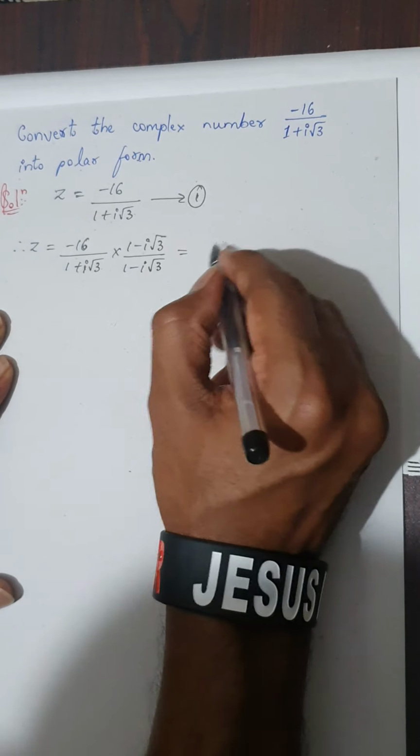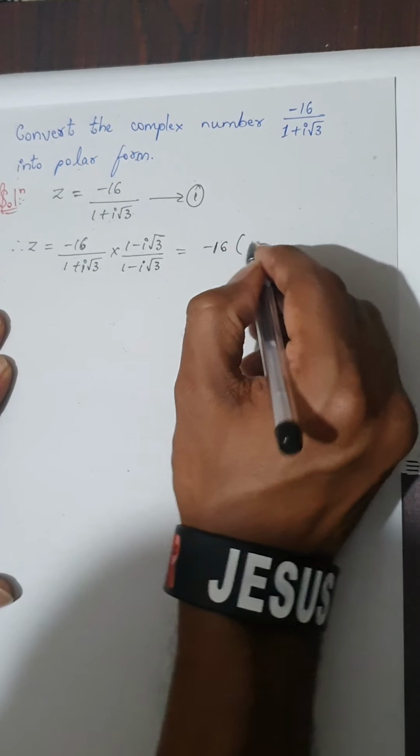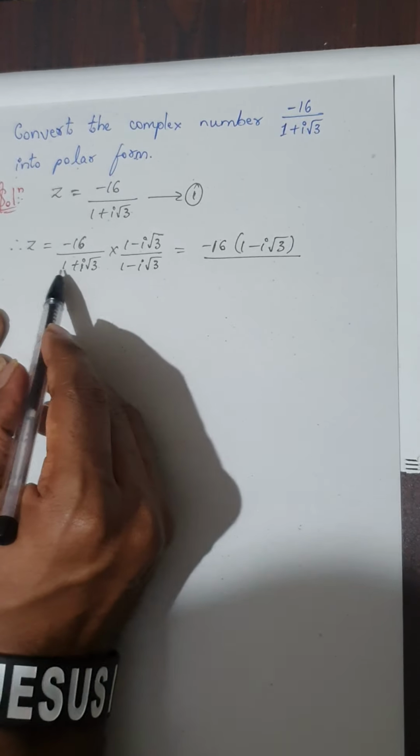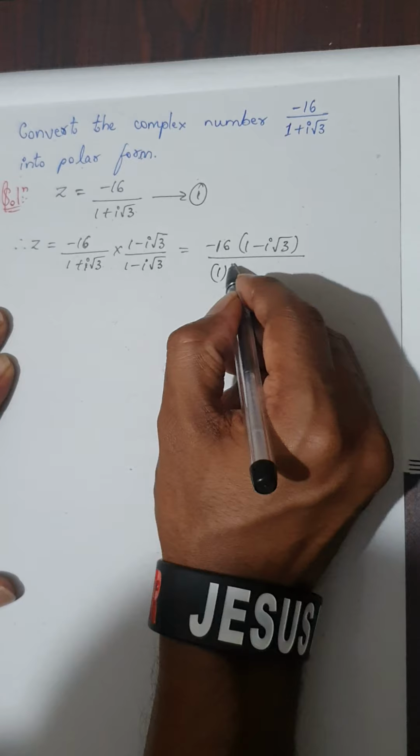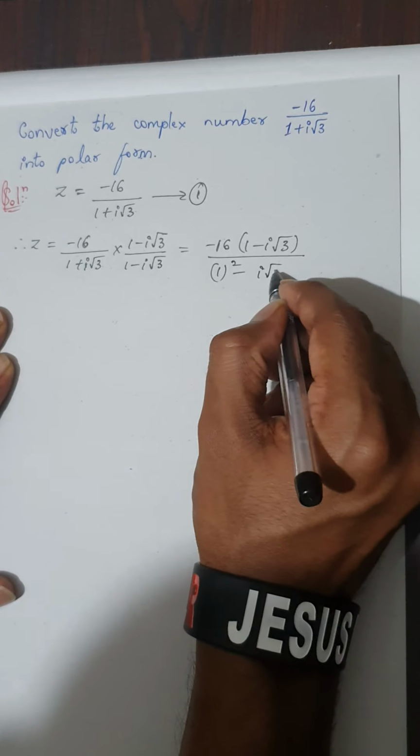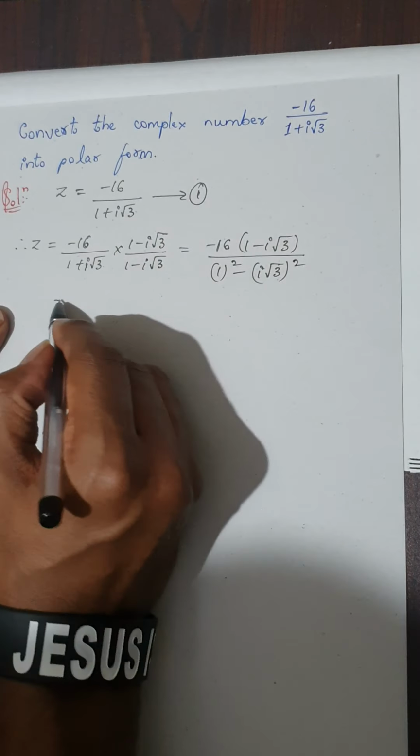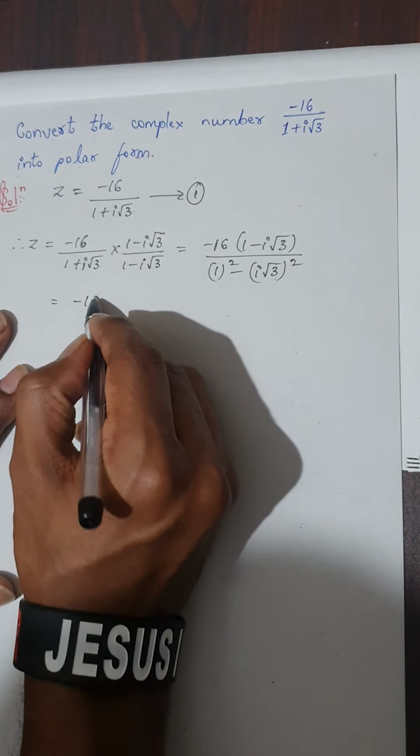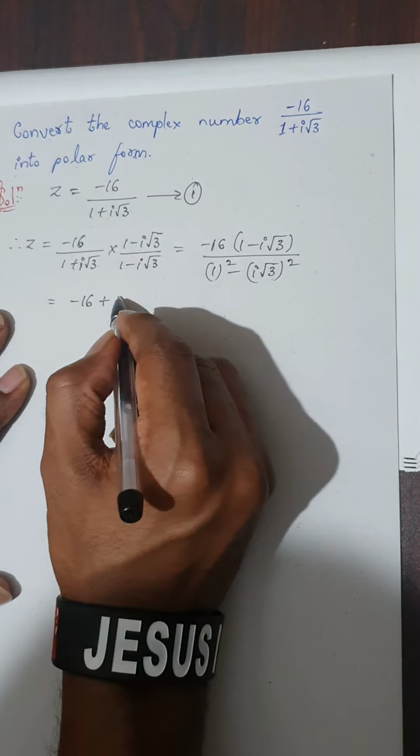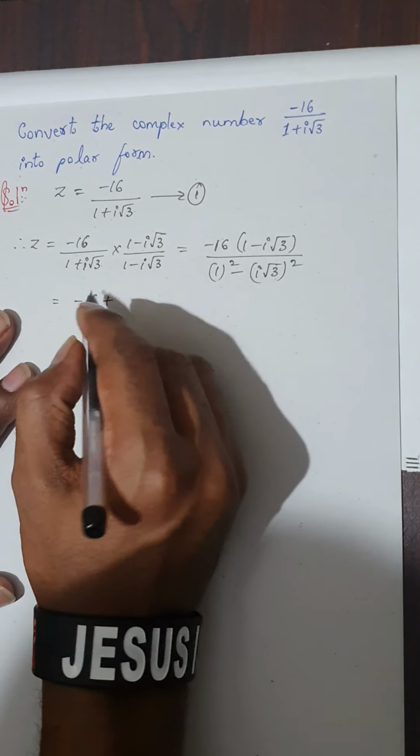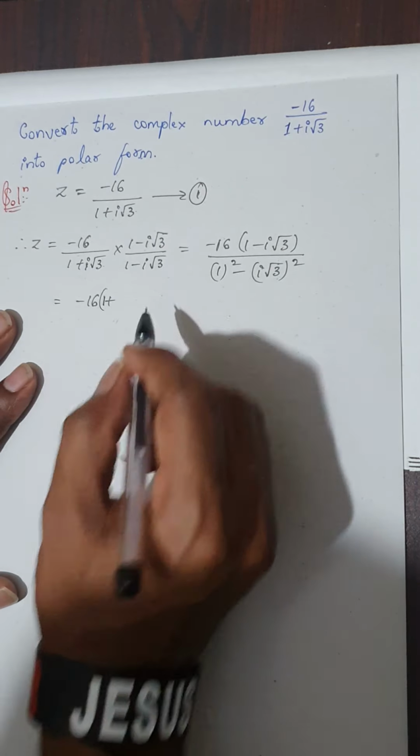This is nothing but, you will get minus 16 into 1 minus i root 3 divided by, it is a plus b into a minus b. You will get a square minus b square. b square is i root 3 square. So this will be nothing but minus 16 plus 16 root 3 i, or else let me keep this minus outside because I may have to divide.